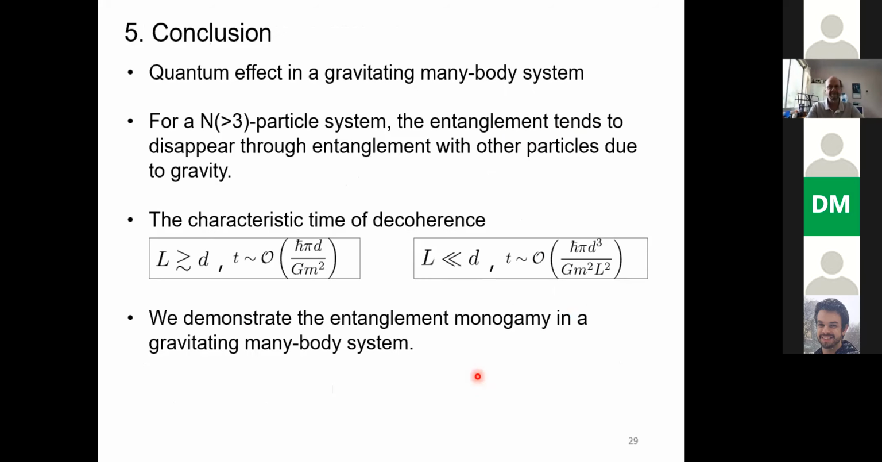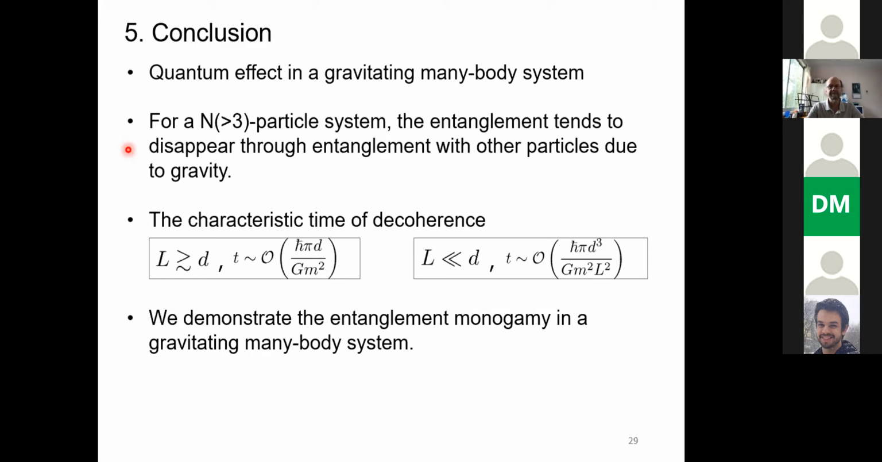Okay, conclusion. I'd like to finish by summarizing the main findings of our study. In this study, we investigate quantum many-body effects in the entanglement of a multi-particle system due to gravity. For the system with more than 3 particles, the entanglement tends to disappear through entanglement with other particles due to gravity. This can be regarded as decoherence due to gravity in many-body quantum gravitating systems.